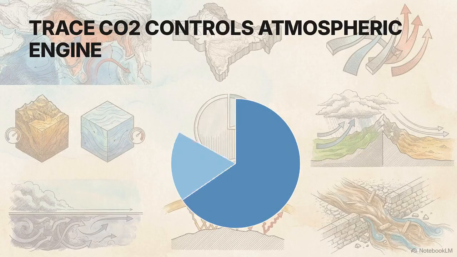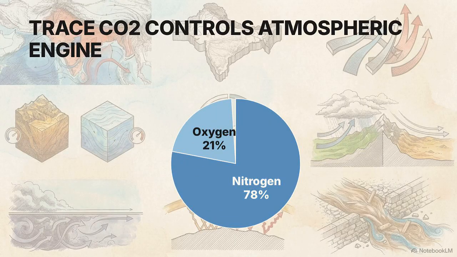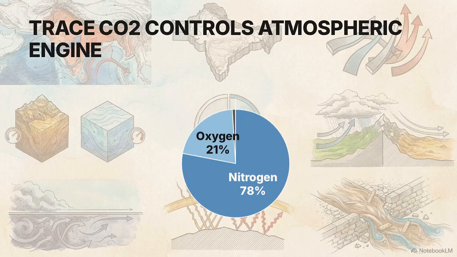This chart shows the chemical composition of the atmosphere powering that engine. Nitrogen and oxygen account for 99% of the volume. This isolated sliver represents carbon dioxide, which makes up just 0.04%.